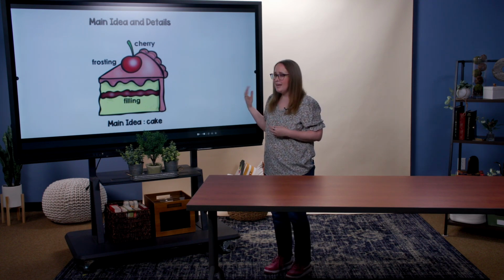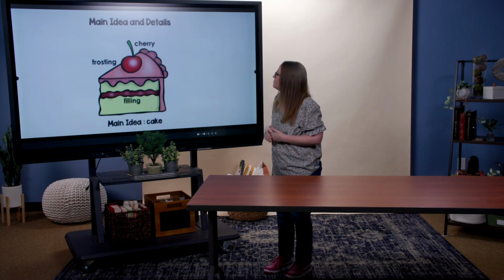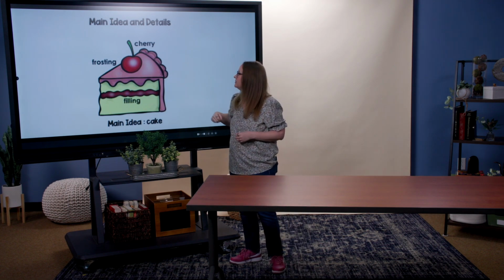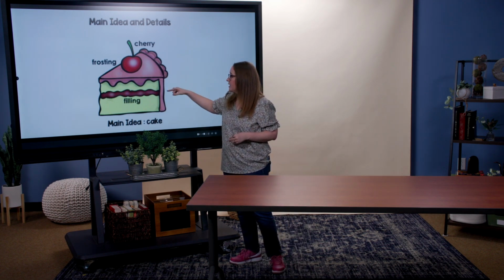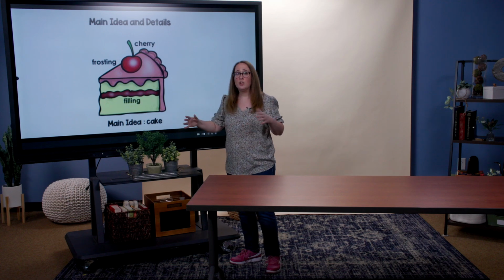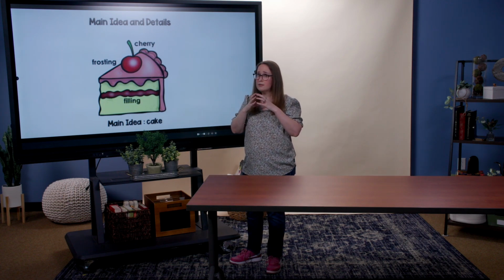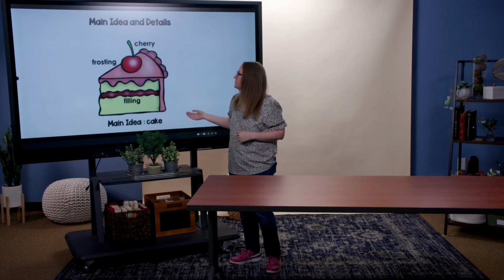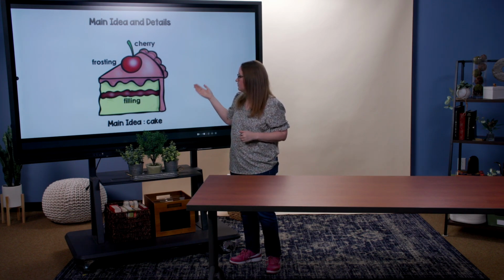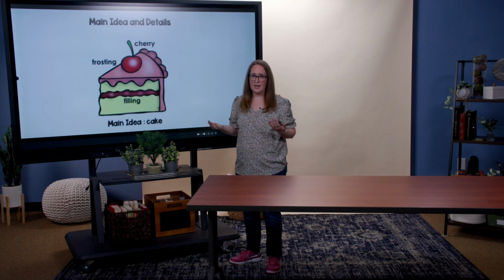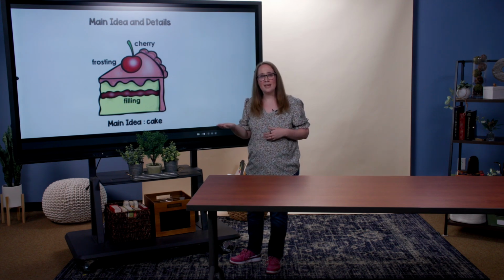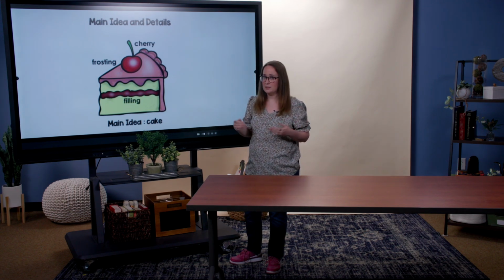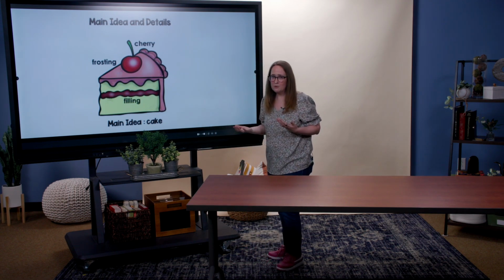Here we have main idea and details. If you look at the little things, like the cherry, the frosting, and the filling, if you put it all together, the main or big idea would be cake. Cherry, frosting, and filling together make a cake. That's kind of like how main idea and detail works. Let's look at another visual.